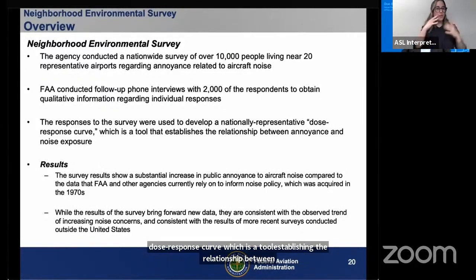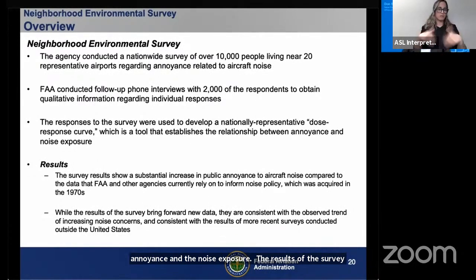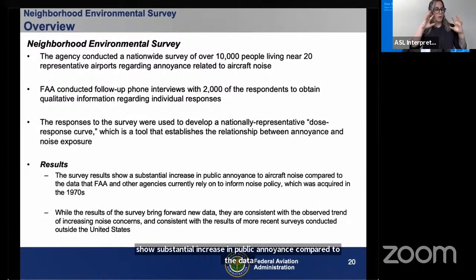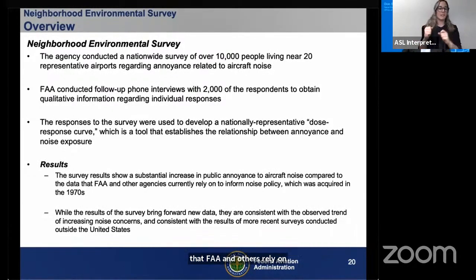The results of the survey show a substantial increase in public annoyance to aircraft noise compared to the data that FAA and other agencies currently rely on to inform our noise policy, which was acquired in the 1970s. While the results of the survey bring forward new data, they are consistent with the observed trend of increasing noise concerns and consistent with the results of more recent surveys conducted outside the United States.